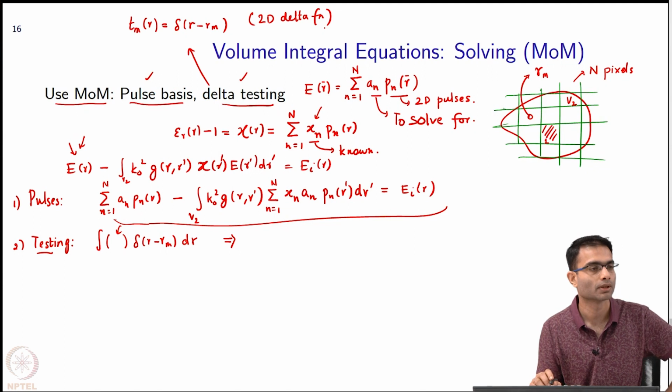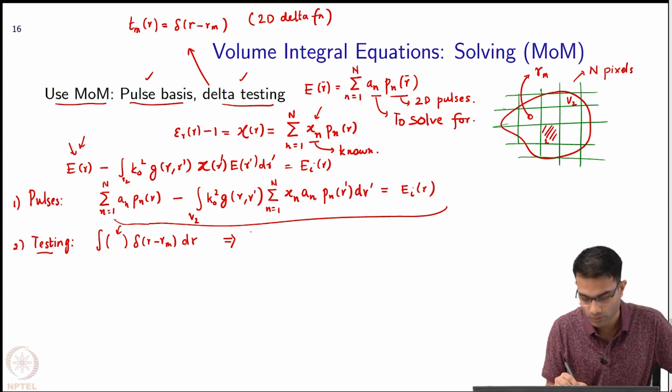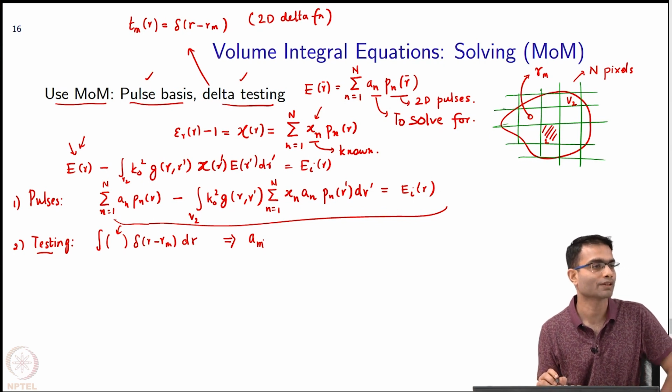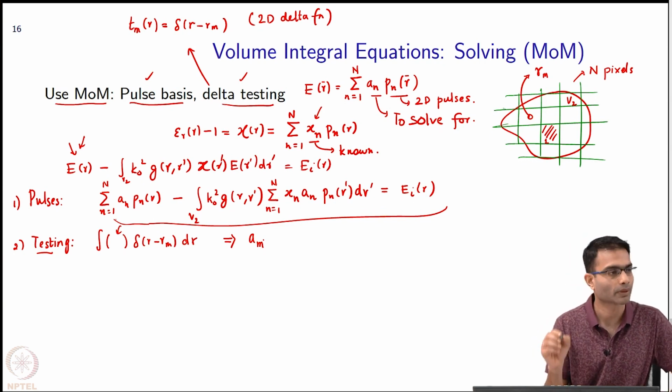Let us go step by step. I have a summation over n pulses. Which pulse survives? The mth pulse will survive. What is the magnitude? AM, right? The summation goes away, I am left with AM because the delta function annihilates all but one pulse.